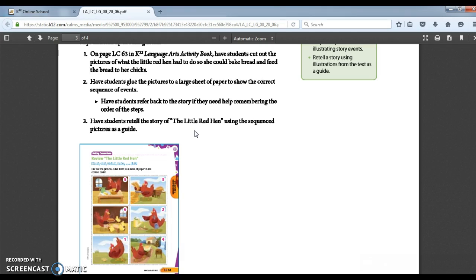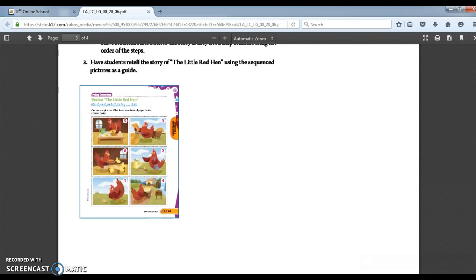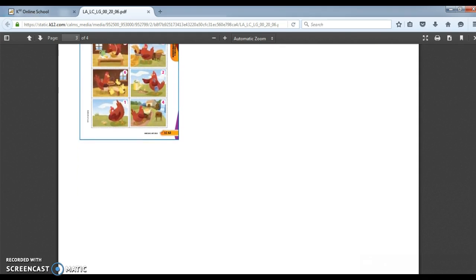Learning coaches, if your students had problems doing that, you may want to go back and reread the story again, pointing out what happened at the beginning of the story, what happened in the middle of the story, and what happened at the end of the story.